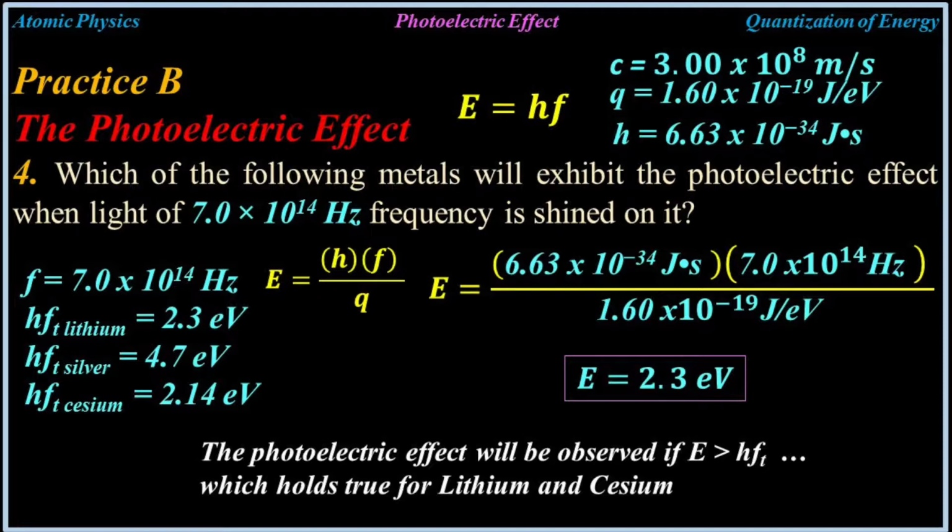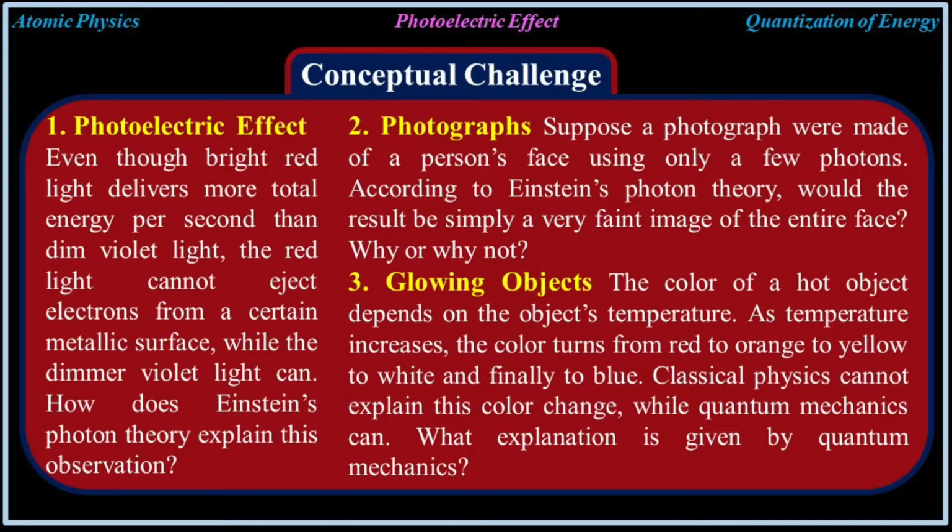Now let's do a conceptual challenge. Conceptual challenge 1, photoelectric effect. Even though bright red light delivers more total energy per second than dim violet light, the red light cannot eject electrons from a certain metallic surface, while the dimmer violet light can. How does Einstein's photon theory explain this observation? Number 2, photographs. Suppose a photograph were made of a person's face using only a few photons. According to Einstein's photon theory, would the result be simply a very faint image of the entire face? Why or why not? And third, glowing objects. The color of a hot object depends on the object's temperature. As temperature increases, the color turns from red to orange to yellow to white, and finally to blue.